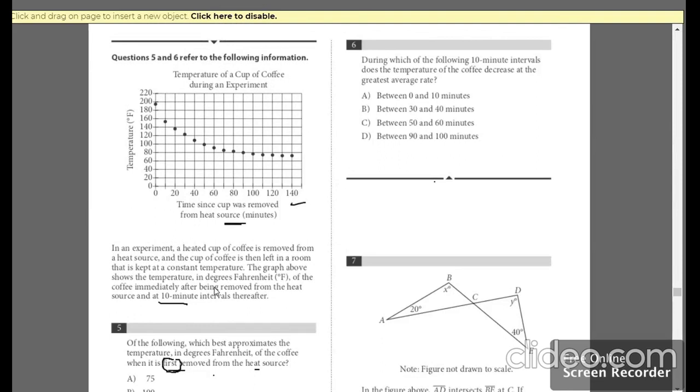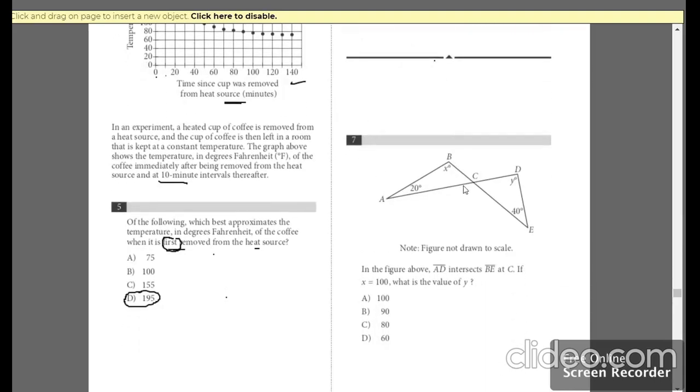Moving on to question number 6, it says during which of the following 10 minutes, as we can see in the graph, every 10 minutes they have got the information which is decreasing. The coffee decreases at the greatest average rate. So if you look carefully over here, the greatest decrease is only in the initial interval, that is from 0 to 10, because the gap is from 195 and it went to closer to 150. So that itself is our answer, option A.